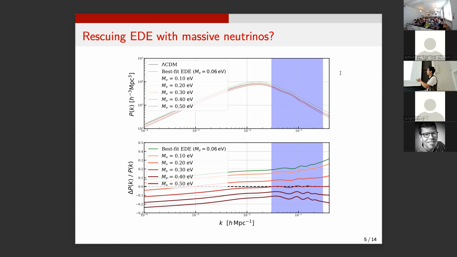And the point is that in the baseline EDE model that I was showing before, they fix neutrino mass to the lowest possible allowed value from neutrino oscillation experiments. But we know that neutrinos have mass, we just don't know exactly what the mass is. And so maybe by raising the mass in this model, we can help to make the early dark energy model consistent with late time clustering results.